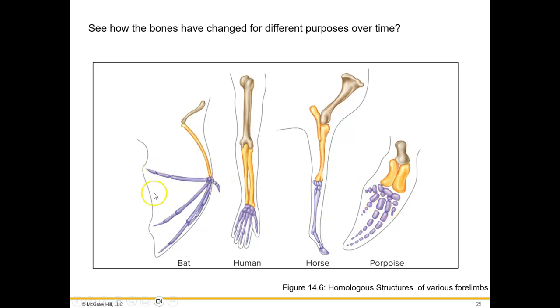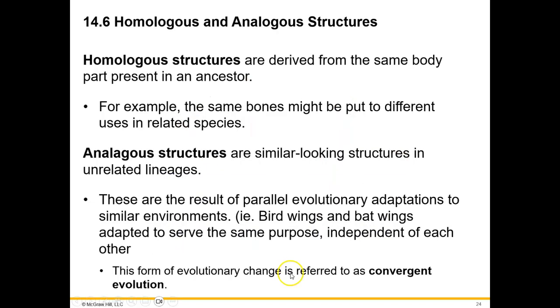So you can see all of these in purple in the bat wing are the same bones that developed into the hand in humans and into the lower half of the leg in horses, and this portion of the fin in porpoises. And then same goes for these structures in gold, modified for their specific purposes. But they have a common ancestor and lineage.